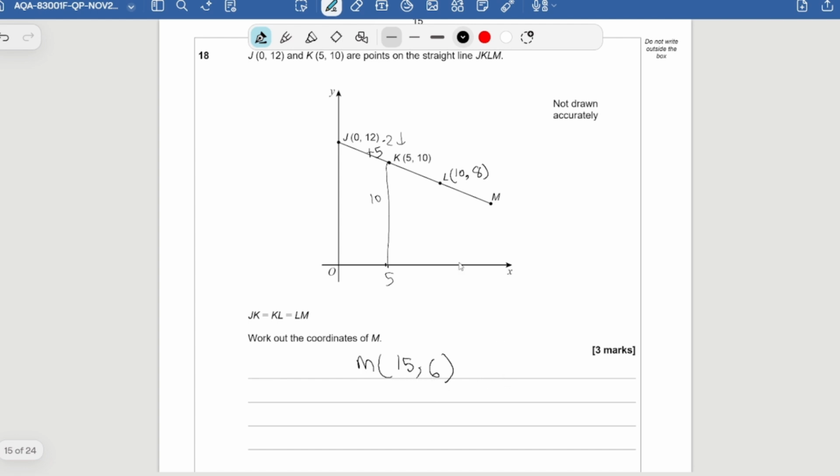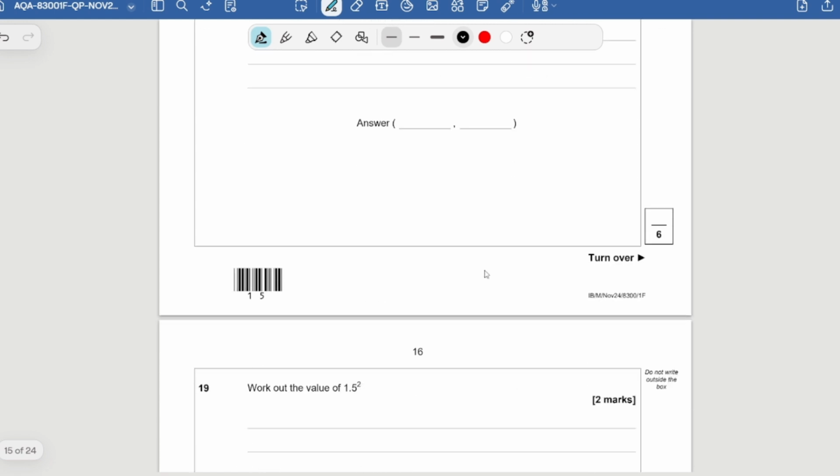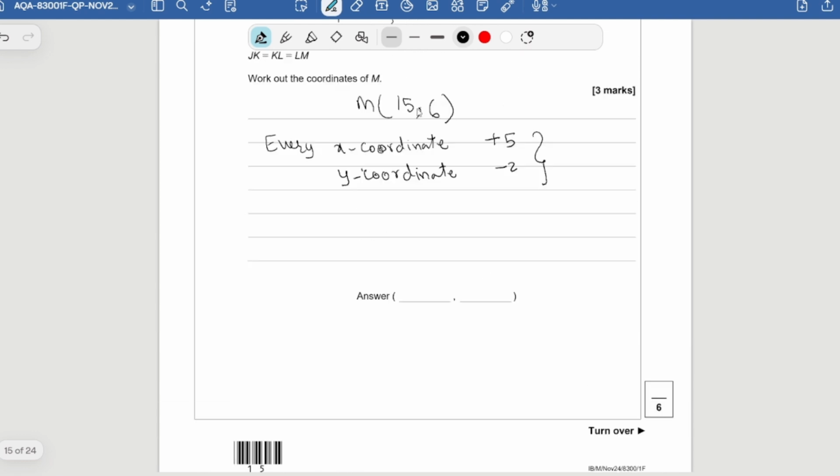Well, you have to show working here. So for every x coordinate, you can write in your own words: for every x coordinate, we add 5, and for the y value, you take away 2. So this is the rule, the pattern we are following to get the answer here. Okay, you have to write the final answer here, which is (15, 6).